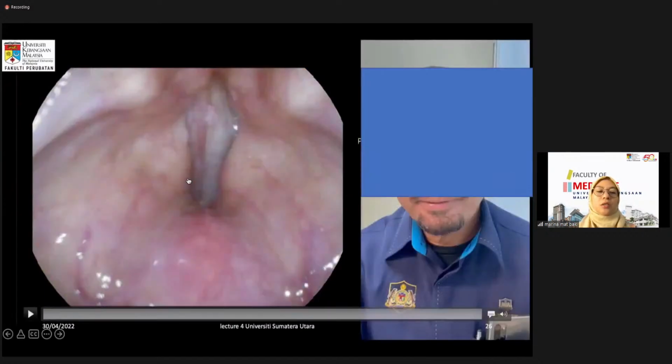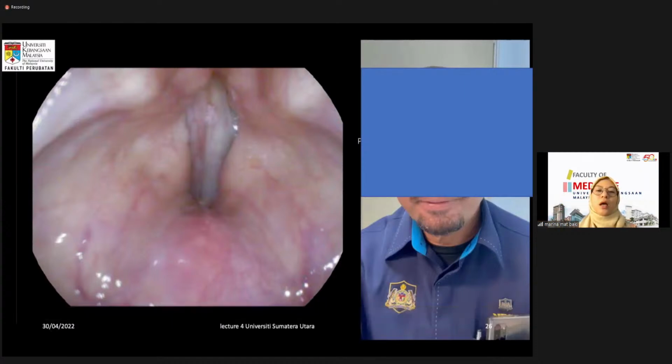This is the patient. The cyst ruptured during the surgery. I have to remove the cyst together with the mucosa, so that I wouldn't leave any cyst behind, to prevent recurrence.